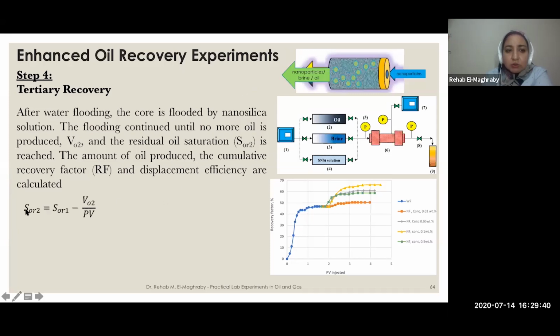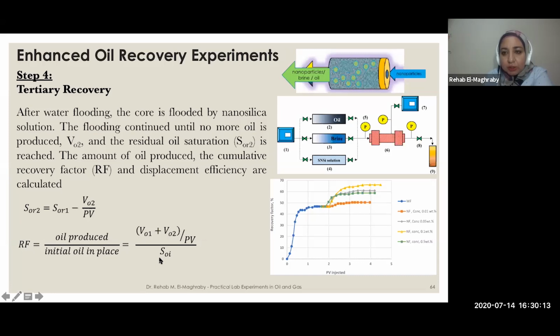And you will calculate the residual saturation at the end, which is the volume of oil collected at this step divided by the pore volume of your core, and you will take away this value from the residual oil saturation at the previous stage, step 3. Recovery factor, again, is the oil production divided by the initial oil in place. The recovery factor here is cumulative. So it is the volume collected in step 3 plus the volume of oil collected in step 4 divided by the pore volume, all of this divided by the initial oil in place, which is the initial oil saturation calculated in step 2, the primary drainage.